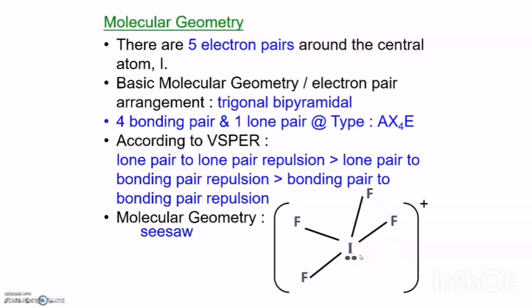Okay, using valence shell electron pair repulsion, we have repulsion between the lone pair and bonding pairs, and between bonding pairs. The repulsion reduces the bond angle. So as the result, we have molecular geometry seesaw. So in this case, we don't have lone pair repulsion.